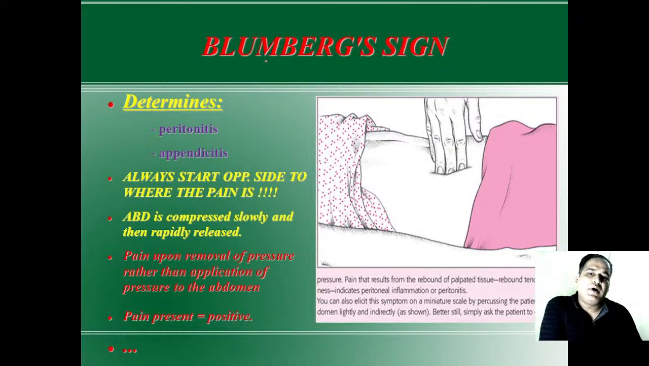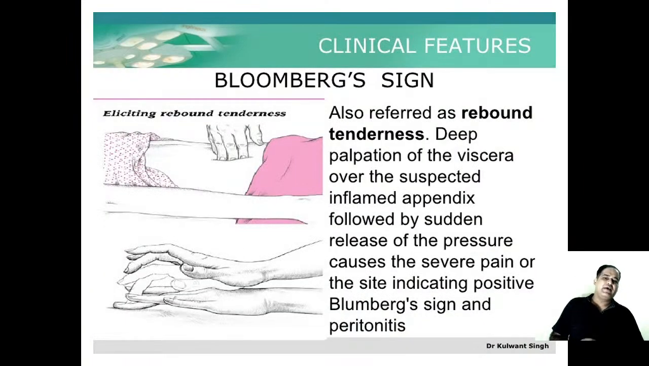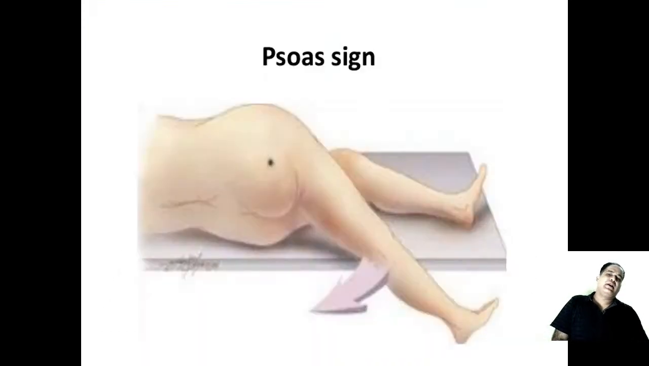Fine. Blumberg sign, when there is rebound tenderness. Not just tenderness, but rebound tenderness. For example, you keep on pressing and then you suddenly release. There will be pain. That is rebound tenderness.